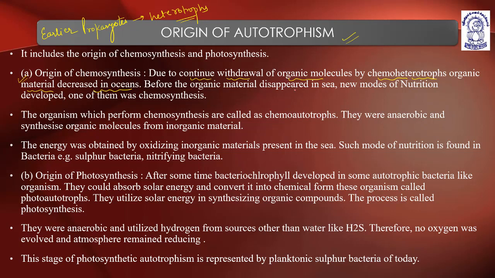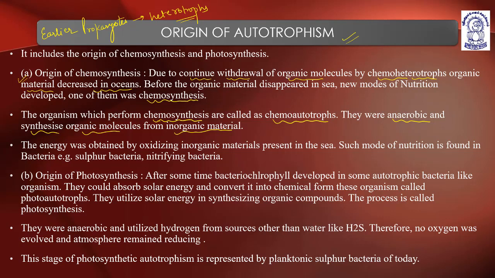Before the organic material disappeared in the sea, new modes of nutrition developed. One of them was chemosynthesis. So after chemoheterotrophs comes chemosynthesis. The organisms which perform chemosynthesis are called chemoautotrophs. They were anaerobes and synthesized organic molecules from inorganic material.